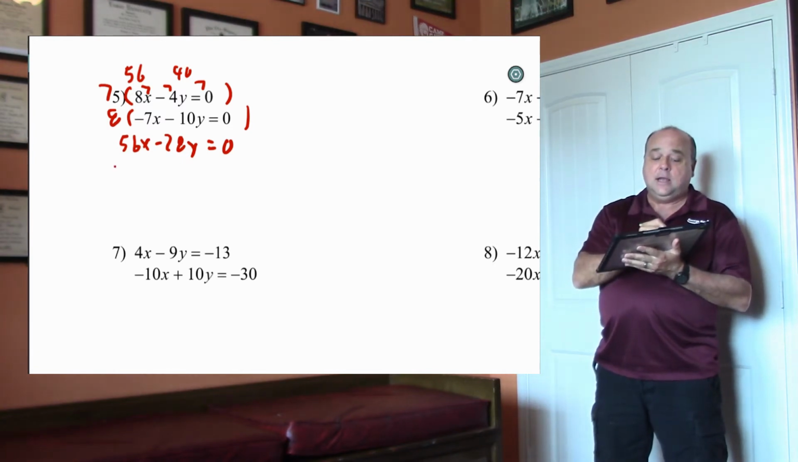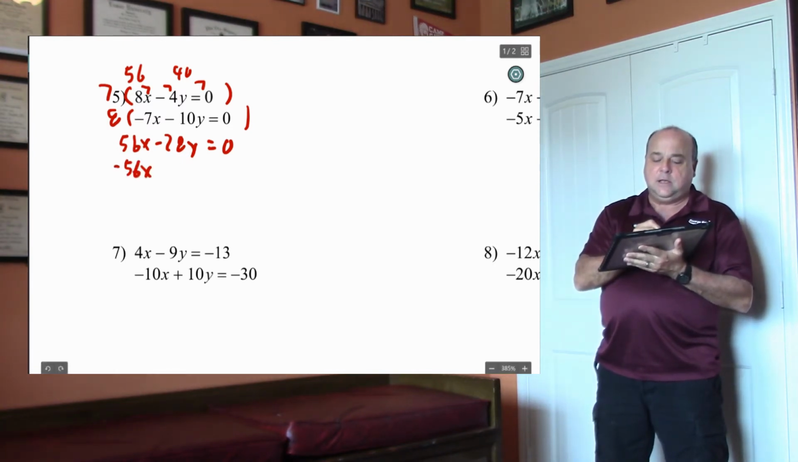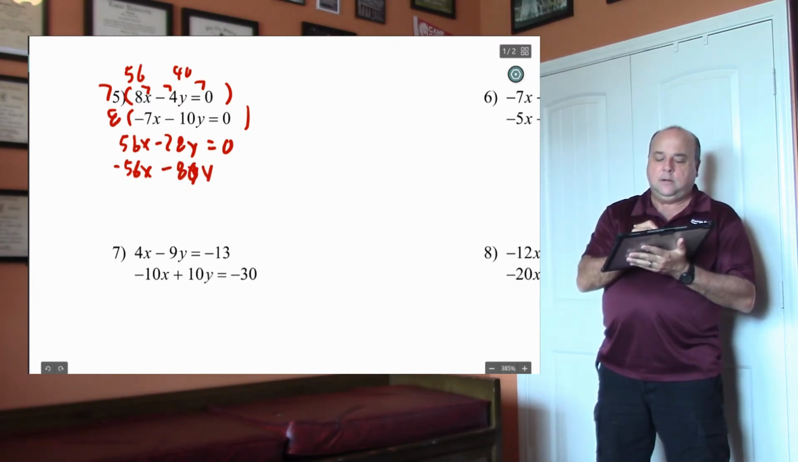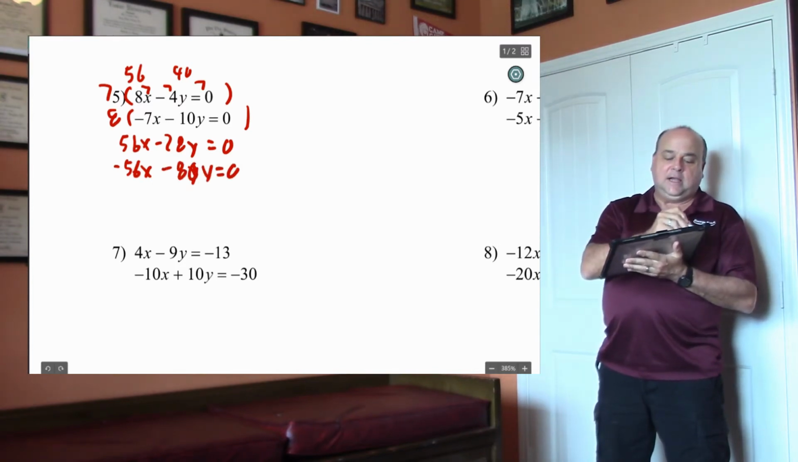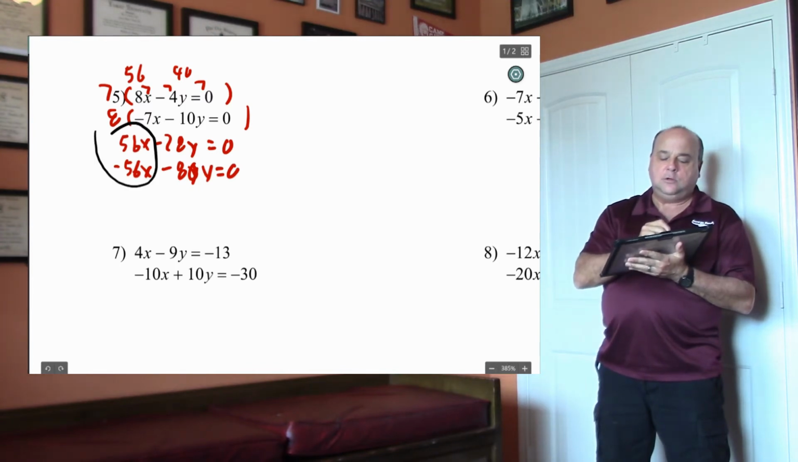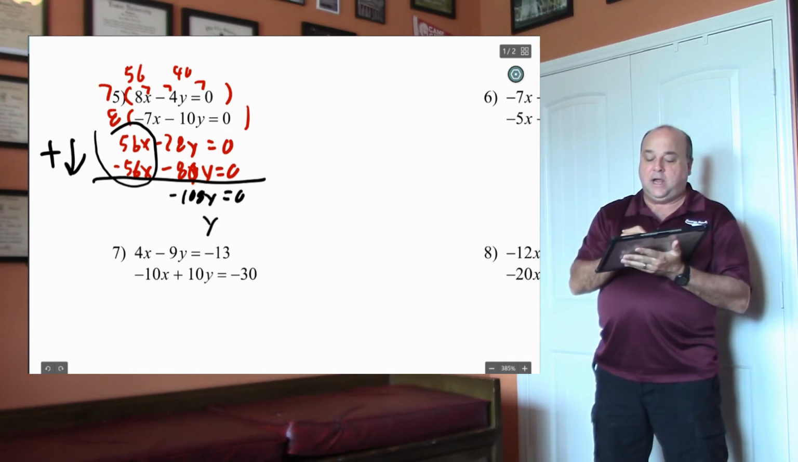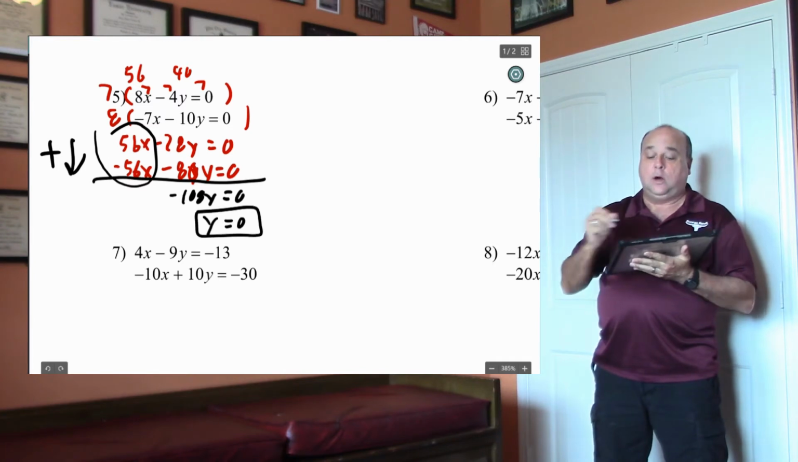Let's go down. Negative 56x minus 80y equals 0. The x's are opposites now. Draw a bar, add straight down, and I'm going to get negative 108y equals 0. If I divide by negative 108, I'm going to get 0, aren't I?